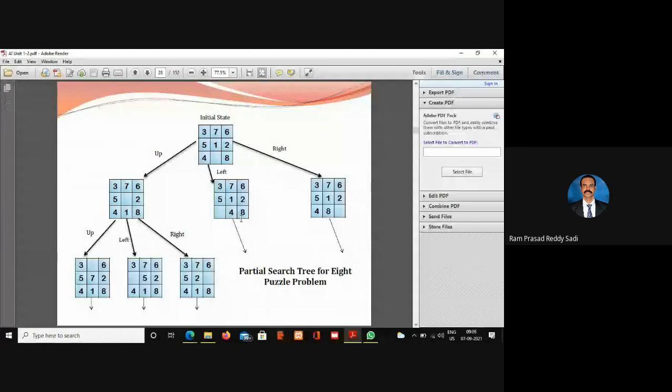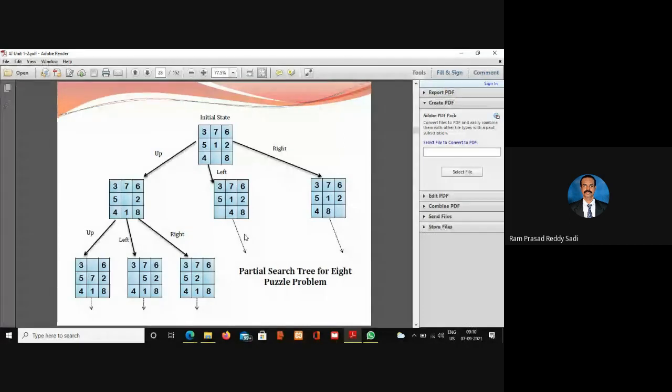We will not be knowing which move you are going to make. But our ultimate objective is to reach the goal state. So you keep on moving, you keep on generating the complete state space and then apply this as we did for the Missionaries and Cannibals problem. That's how we use the state space search.